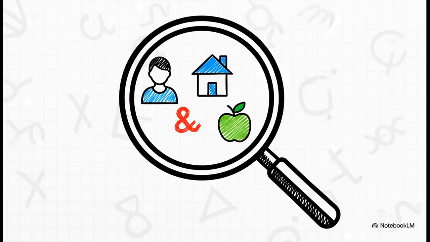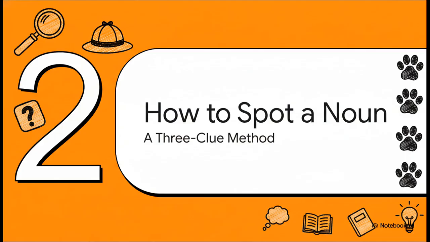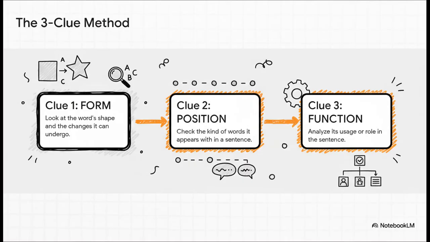So for today's deep dive, we're going to zoom right in on one of the most important content words of all, the noun. And we're going to figure out how to spot one no matter where it's trying to hide. All right, welcome to the investigation. We're officially becoming grammar detectives, and our mission, should we choose to accept it, is to identify any noun with 100% accuracy using a simple three-step method. Okay, so our investigation is going to use a three-clue method, and this comes straight from the experts. To spot a noun, or really any content word, we just need to look at three things: its form, its position in the sentence, and its function.